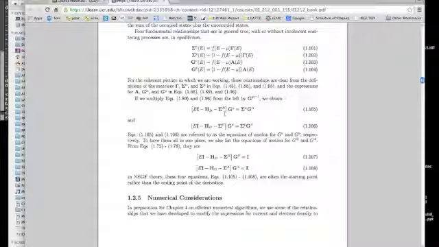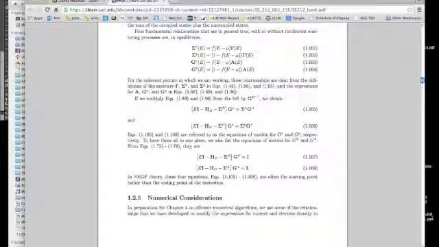But we spend Chapter 1 getting to this point, starting from Schrodinger's equation and using algebra. So that's what we're going to be spending some time doing during these first several weeks.